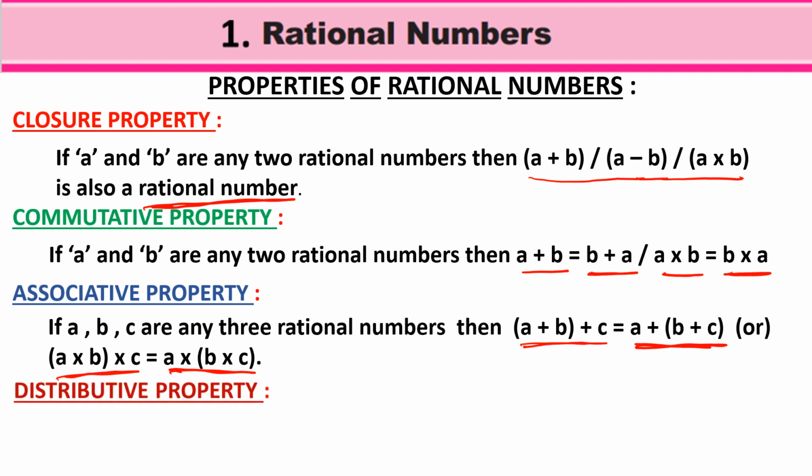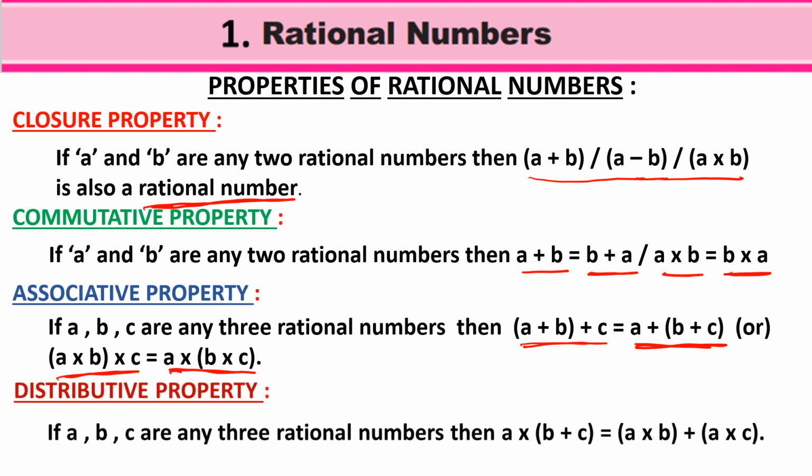Okay, look at that, distributive property. Distributive property means if a, b, c are any three rational numbers, then a into b plus c equals a into b plus a into c. Right? So look at that, a into b plus c equals a into b plus a into c. This property is known as distributive property. So look at that one more time.